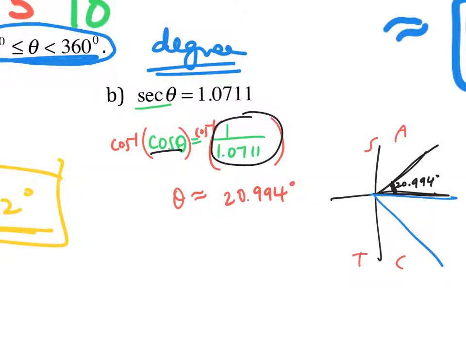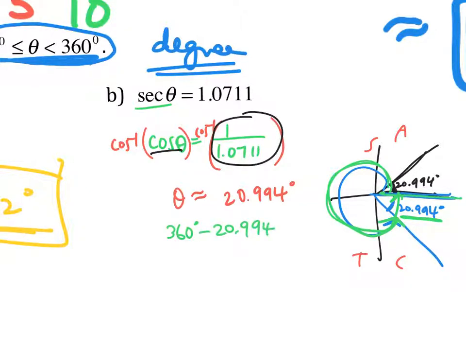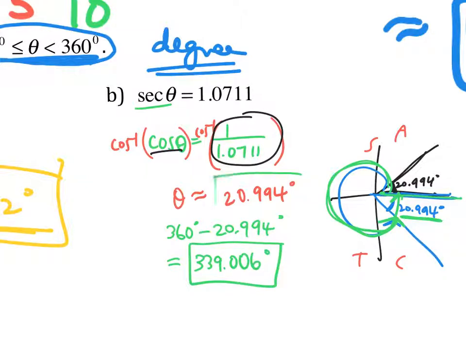So I need to figure out this angle here that has the same reference angle. So this is a reference angle. How big is this angle here? Well, it's really just 360 short of 20.994. So if I do 360 minus 20.994 on our calculator, we get 339.006 degrees. So my 2 answers that make this statement true are 20.994 degrees and 339.006 degrees.